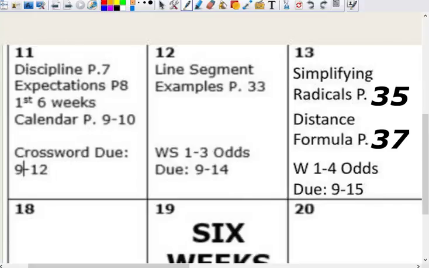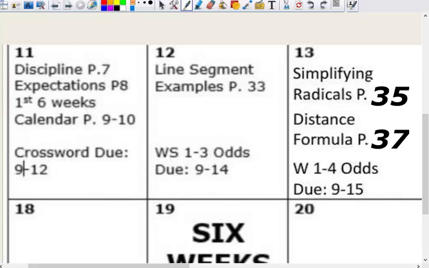Okay, the first thing I want to review is our calendar. If we look at our calendar, we have simplifying radicals on page 35. This is called simplifying radicals. Where do you think you're going to glue this into your ISN? Page 35. These have the distance formula. What do you think these are going to be glued into in your ISN? Page 37. Okay.